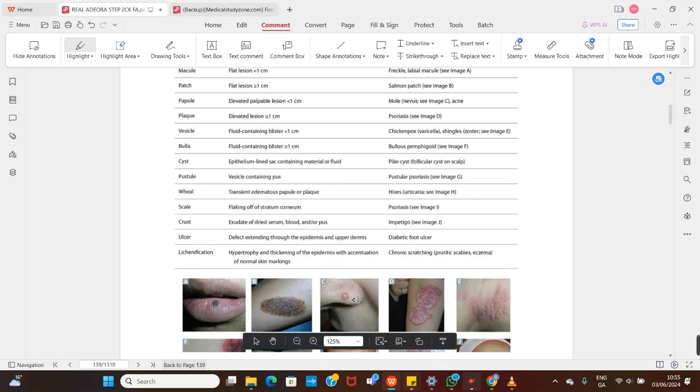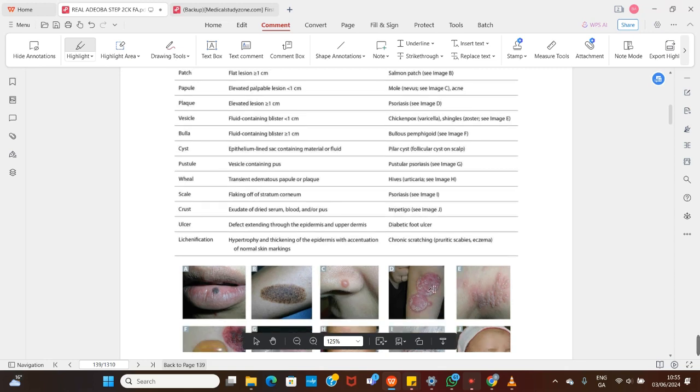You can see it's elevated compared to the surrounding skin, and it is small, less than 1 cm. So this is a papule. Why this is also elevated, scaly, this is definitely going to be psoriasis, because I can see the white scales and the elevated lesions which are more than 1 cm. So this is a plaque.